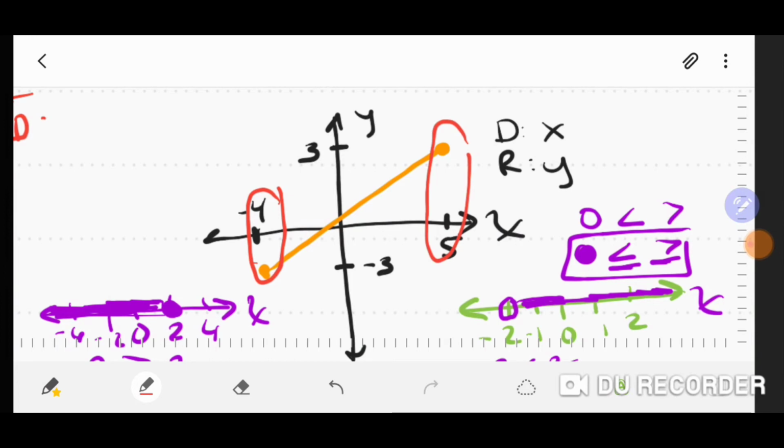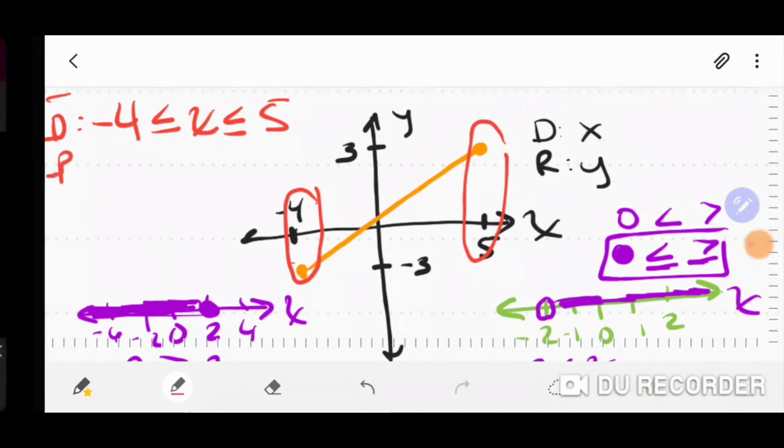So my domain will be, and again, you see these circles are closed. These points are closed points. So it's going to be -4, which is my lowest point. So it has to be -4 is less than or equal to x, because my domain is x, which is less than or equal to 5. That is my domain for this example.